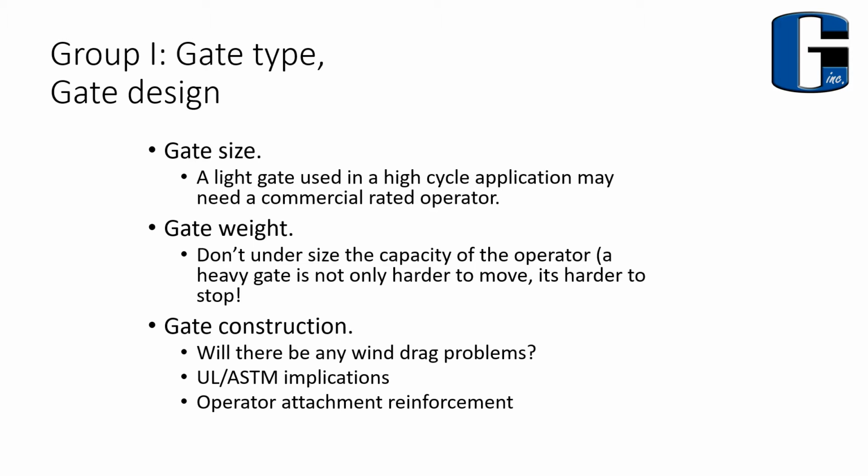A light gate used in a high cycle application may need a commercial rated gate operator. Gate weight, of course, is driven by the materials used, but also will impact other things like hinges or wheels and support posts and wall thickness of materials. So all of these things must be taken into careful consideration to build the best possible gate system.